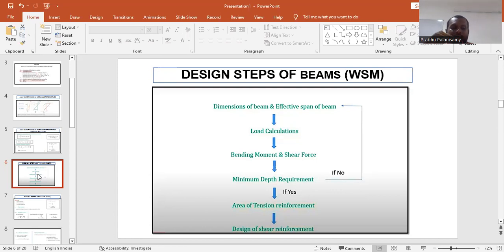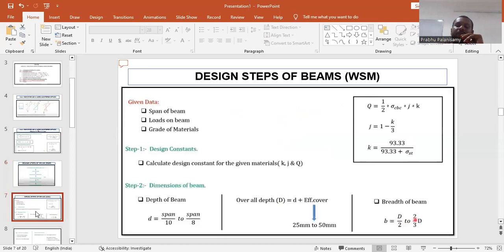Once the provided depth is not up to the required mark, we have to change our design, go back to the first step and come back to here. So here we check the minimum depth requirement, which should satisfy the conditions. Otherwise we have to go back to the dimensions and change them to satisfy these conditions. And next are the area of tension reinforcement, shear reinforcement, and the final detailing drawing.